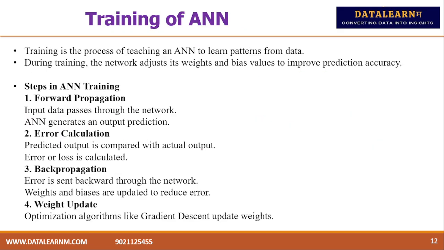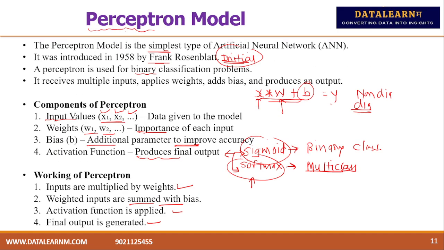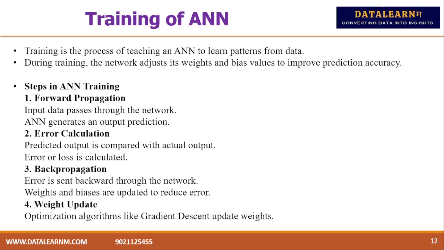In order to train an ANN model, training is just a process of teaching an ANN to learn a pattern from the data. So the same as whatever we worked on in machine learning, the same way it will work. We are having some historical data, past data.